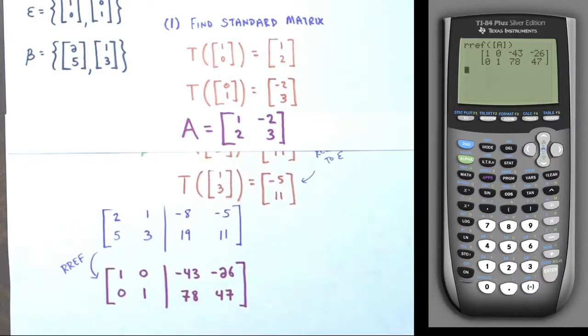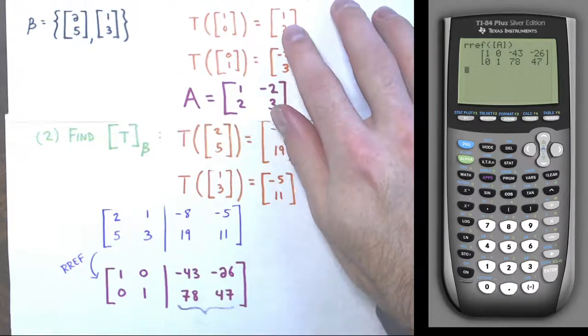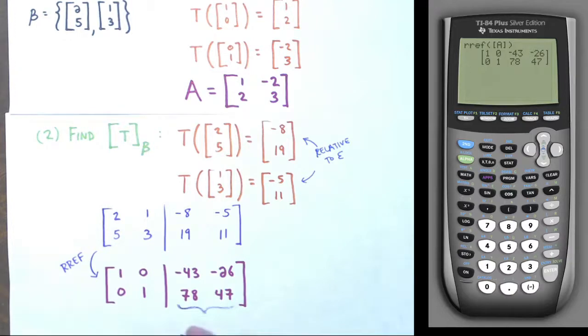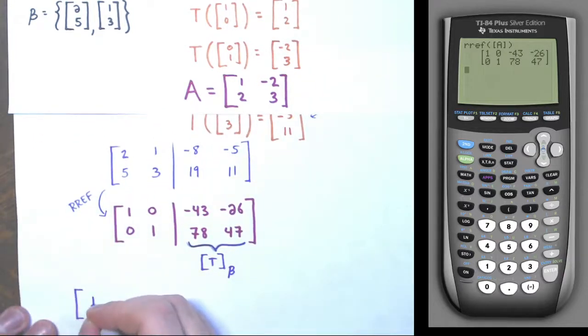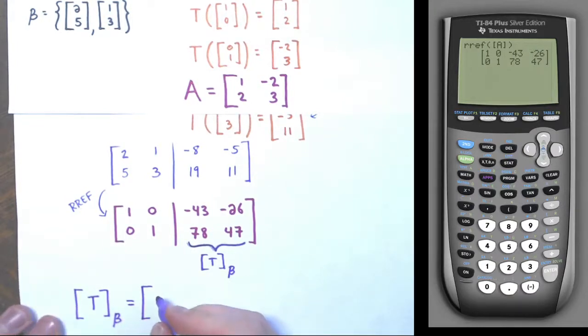And in doing so, I'm getting this here. This is not that transition matrix. This is the matrix I've been asking for. So this is that matrix representation of T with respect to basis B. All right, so I'll write that here. So this 2x2: negative 43, negative 26, 78, and 47.